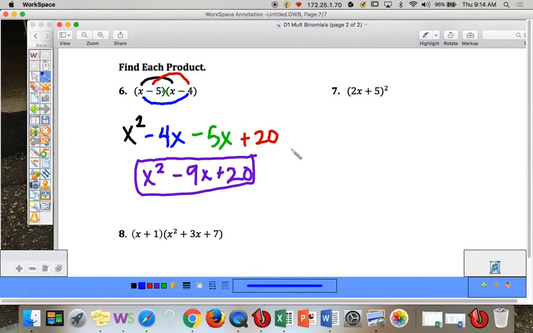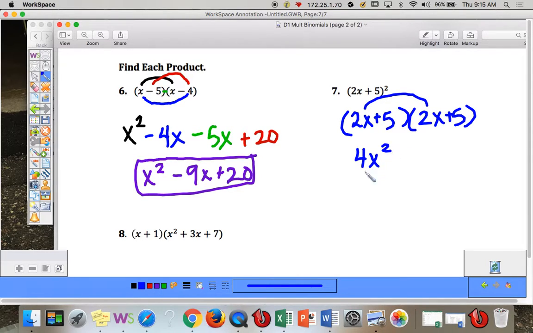Okay. The next one, 2x plus 5 squared means 2x plus 5 times 2x plus 5. Remember, again, you can't distribute the squared. Instead, you have to write 2 of them, and you can multiply them out using the box or FOIL. So let's FOIL. All right, first would be 4x squared. Outer would be 2x times 5, which is 10x. Inner is 5 times 2x, which is also 10x.